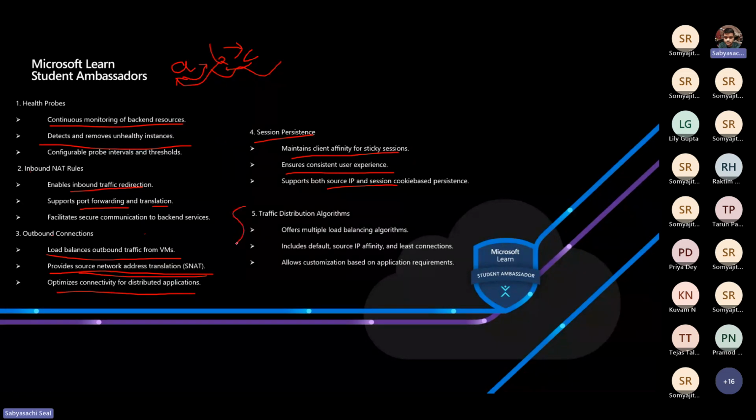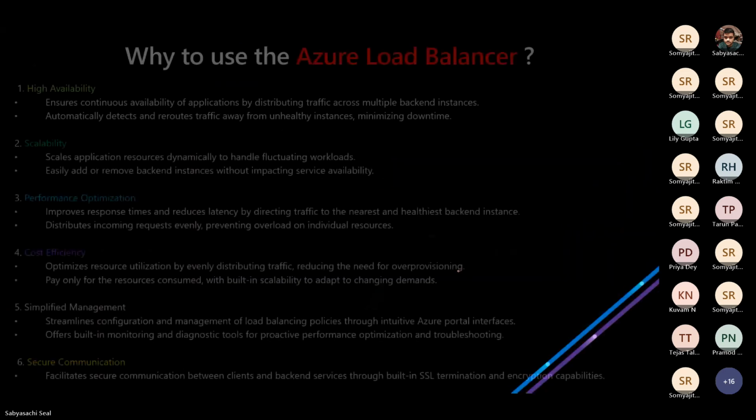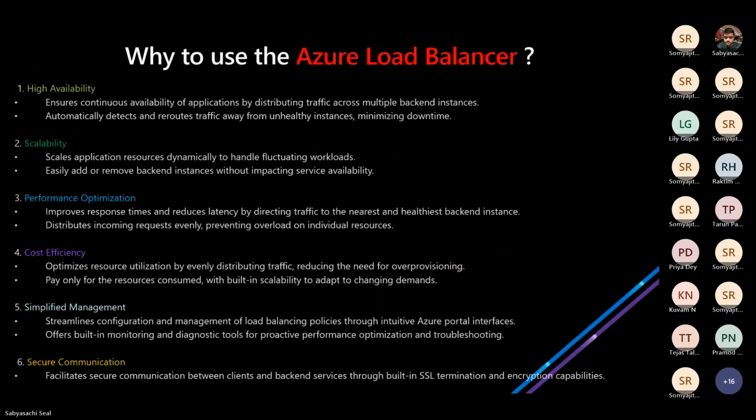I told you about traffic distribution algorithms, what it is and how it works. So this is basically revolving around the same one. Offers multiple load balancing algorithms, includes default source IP affinity, least connections, allows customization based on application requirements. So I wouldn't go about explaining each of these in very intricate terms, but there are a lot of things that are important here.